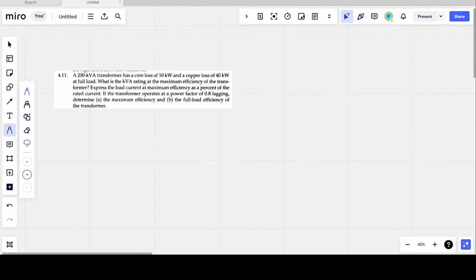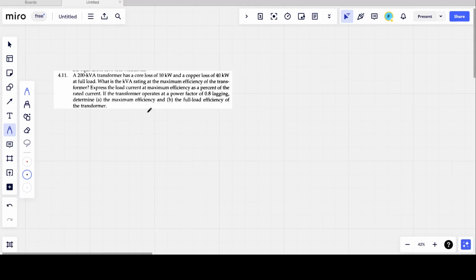Okay, so let's solve question 4.11 from the Bhag textbook. This one is a simpler problem. If you have watched problem one, it will become extremely simple to understand.